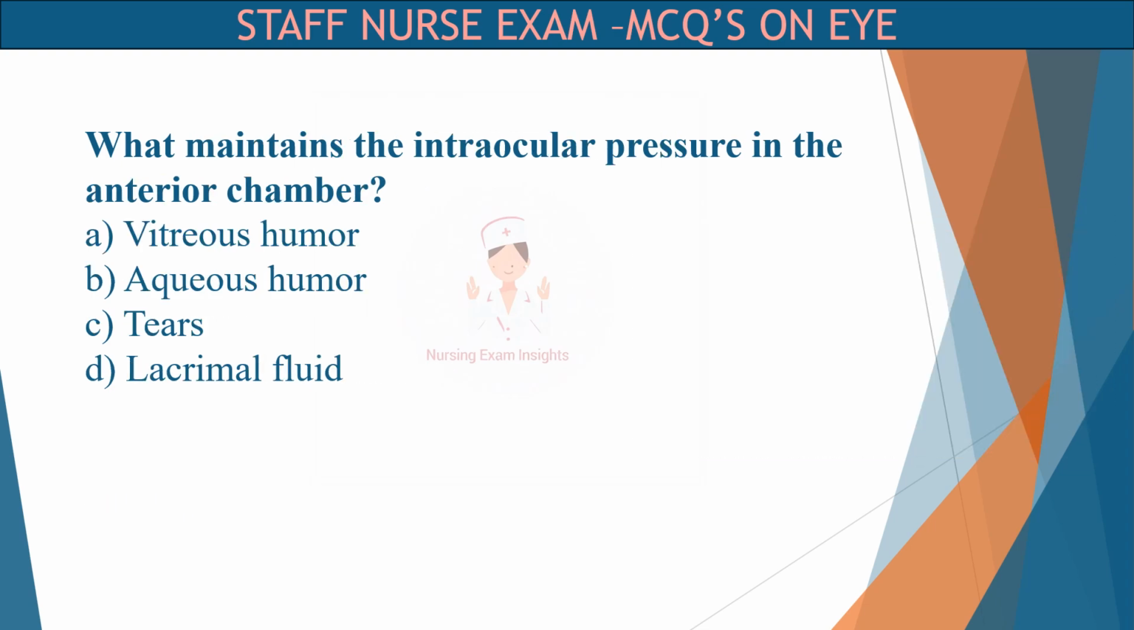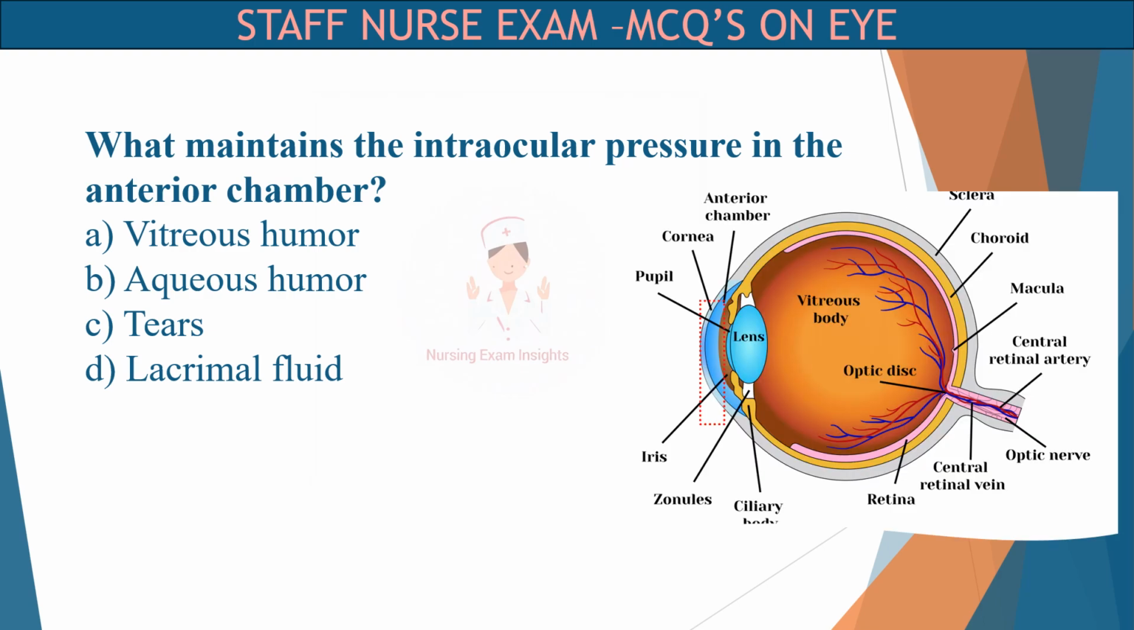What maintains the intraocular pressure, IOP, in the anterior chamber? Option A. Vitreous humor. Option B. Aqueous humor. Option C. Tears. Option D. Lacrimal fluid. Answer option B. Aqueous humor.